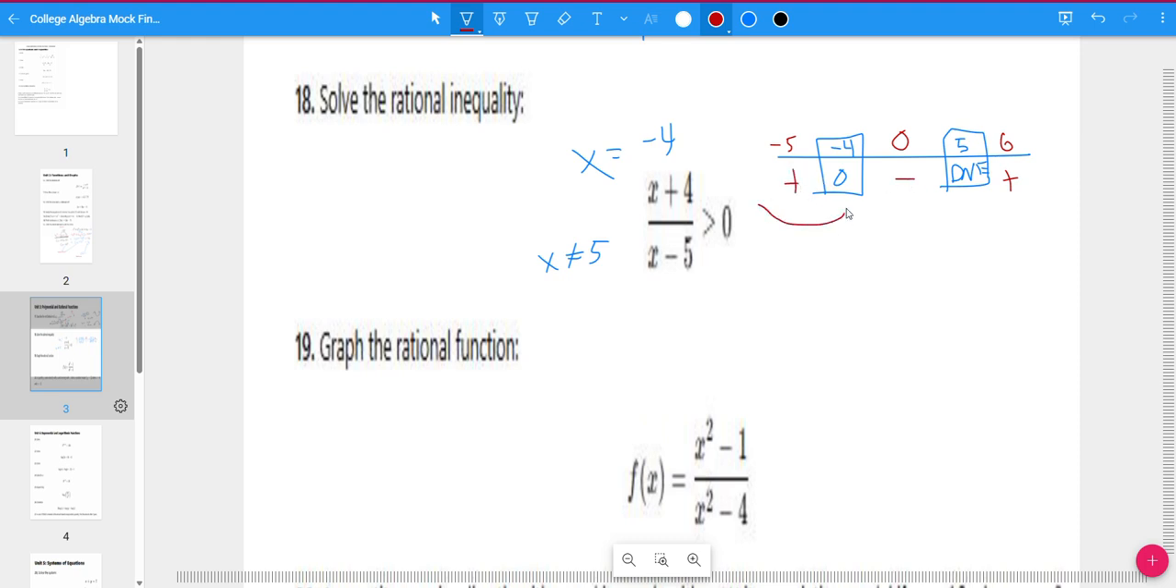So from here to here, so this first interval, I want positive values, right? I want to be greater than 0. I'm getting that from here. Greater than 0, so I want positive values. So my first interval is here, so from negative infinity to -4. There's no equal to underneath, so I use parentheses, union, and then 5 to infinity.